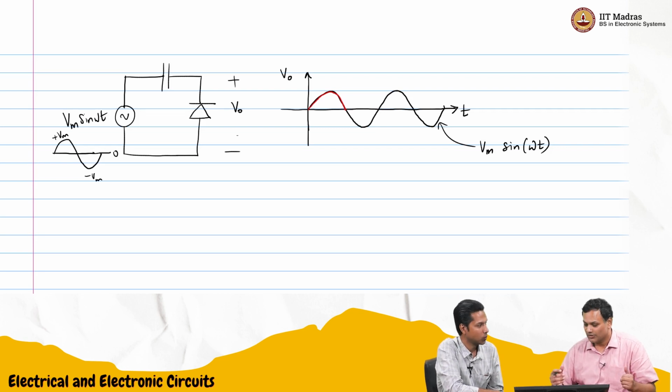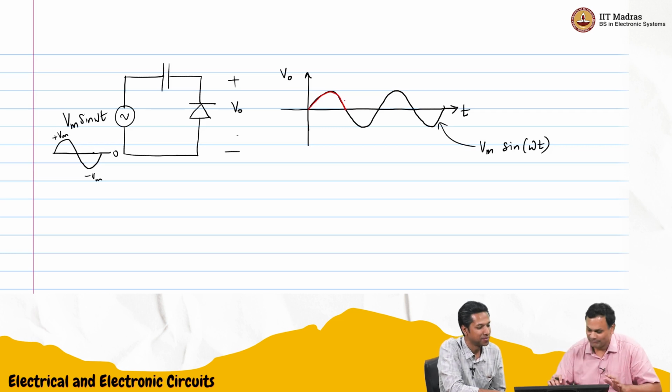So I is C dV by dt. I is equal to 0, because dV by dt is equal to 0. Voltage is constant, which was 0. So then the positive cycle is over.